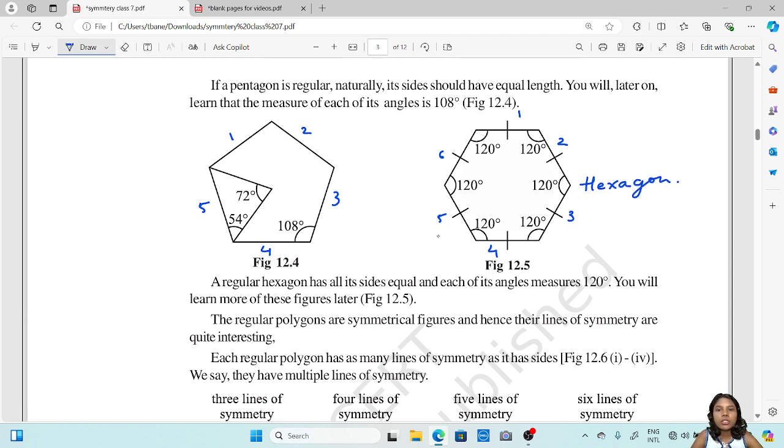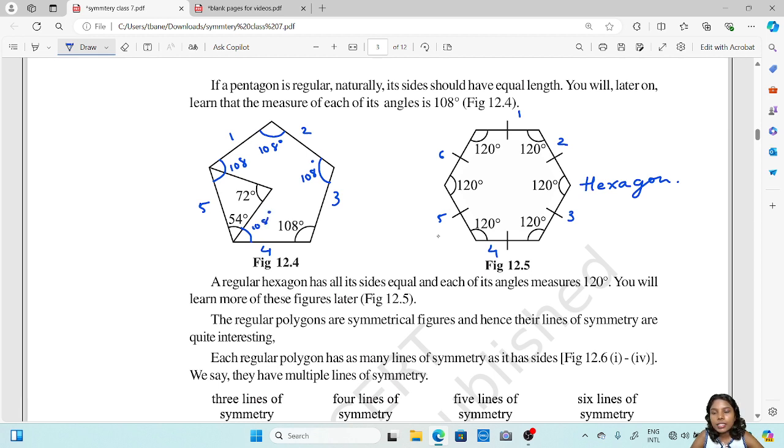If a pentagon is regular, naturally all its sides should have equal length. You will later on learn that the measure of each of its angles is 108. So here all of these angles are 108 degrees. So this is also 108. Why 108? Because it is equilateral, right? All of its angles and sides are going to be equal.